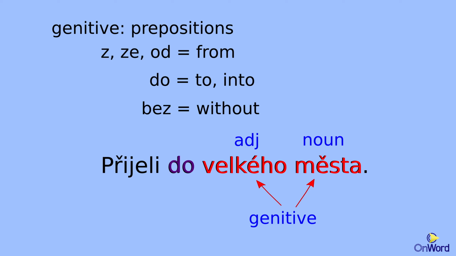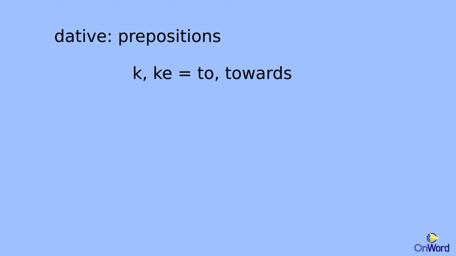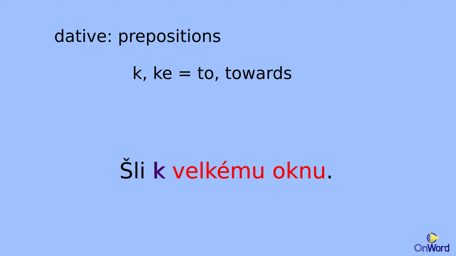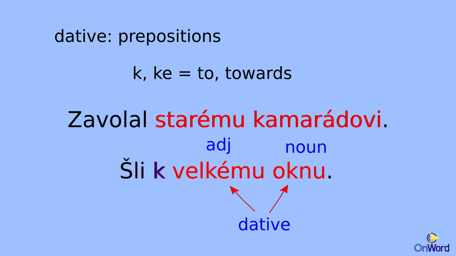The dative follows prepositions k, ke, meaning to or towards, like šli k velkému oknu. They went to the big window. Same principle is followed when it's used without a preposition. Zavolal starému kamarádovi. He phoned an old friend.